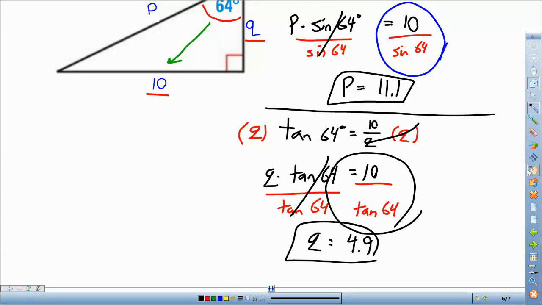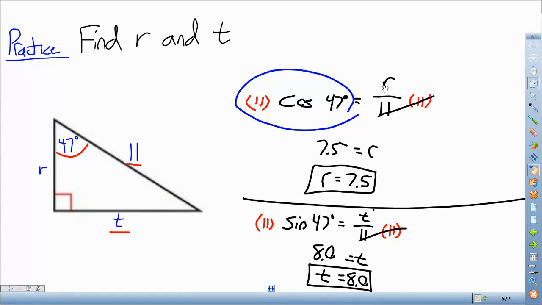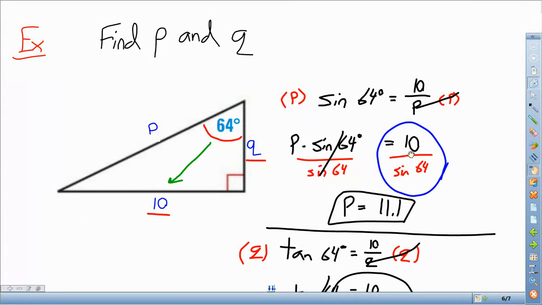Here's a little pattern I want you to start to realize. Whenever our variable is in the denominator, we end up dividing our numbers, 10 divided by sine 64. That always happens when our variable is in the denominator, the bottom. When our variable is in the numerator, instead of dividing, we end up multiplying our numbers. That actually always happens. I want you to realize, variable up top means I'm multiplying, variable on the bottom means I'm dividing. That's always going to happen. It's always a good thing to keep in mind.